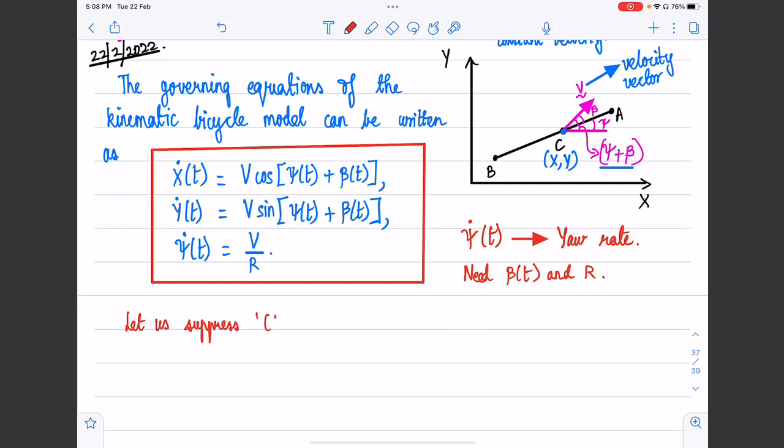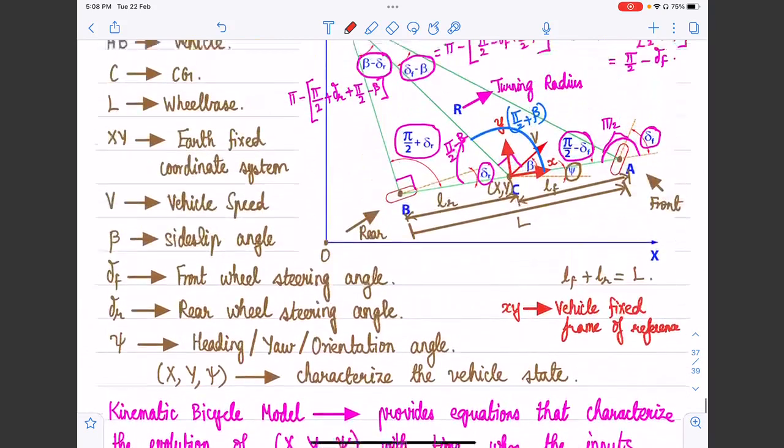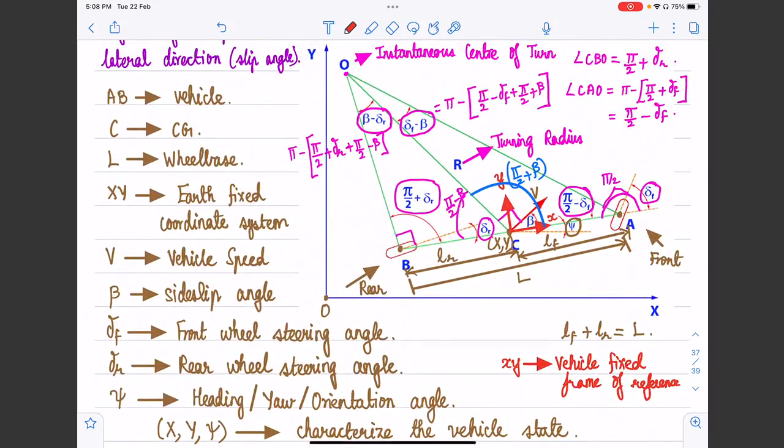Just for the sake of convenience, let us suppress the symbol for function of time from here onwards. Just for notational convenience, it should be very obvious to us from the usage which variables are functions of time and which variables are going to be constants. All right, so let's do some simple geometric analysis to simplify these. Going back to the diagram that we have, we are going to use simple geometry to get beta and r. So first, we can observe that there are.